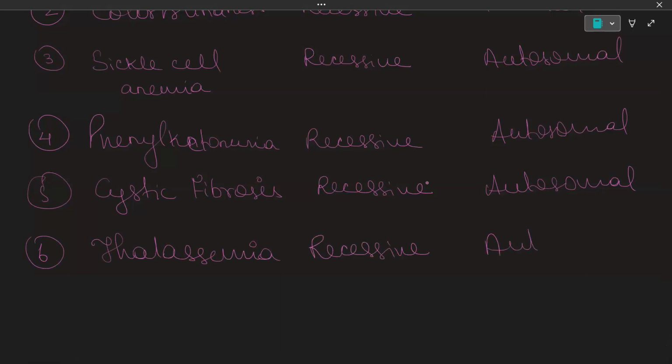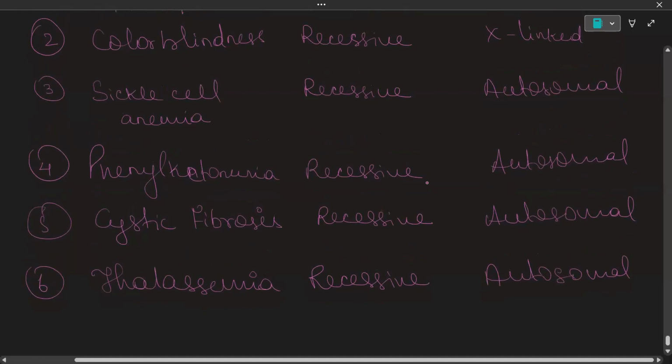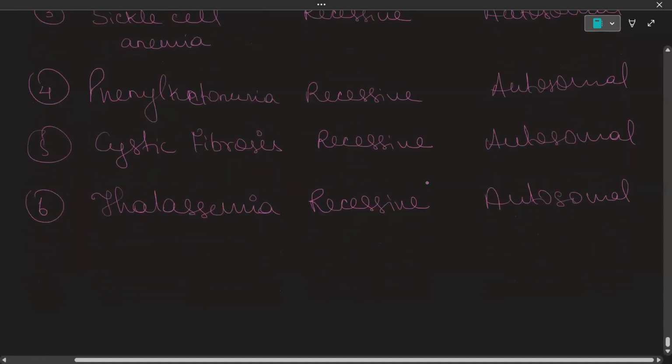And autism. Now, one more disease is there, which I forgot to mention earlier. Now, this one is an extra. This is actually not given in your book, but you should know. You might have heard about myotonic dystrophy.